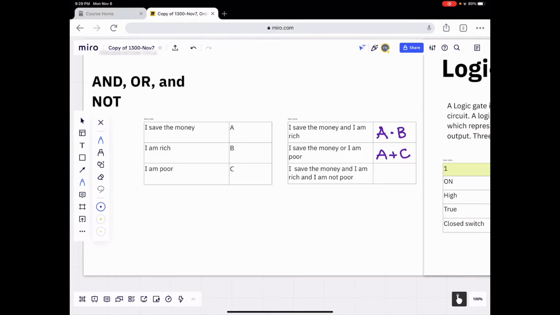All right, I save the money, and I am rich, and I am not poor. I save the money is A, and that means multiplication. I am rich, so multiply by B, and I'm not poor, multiply by C. Not poor, so you either put an apostrophe or put a bar line on top of C. That represents the algebra expression for the statements assigned. Okay.